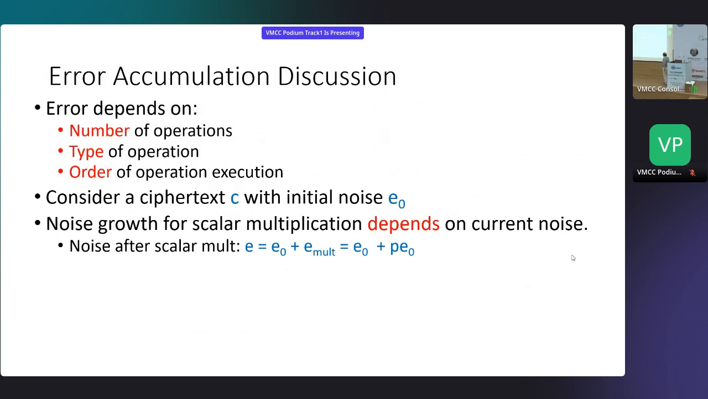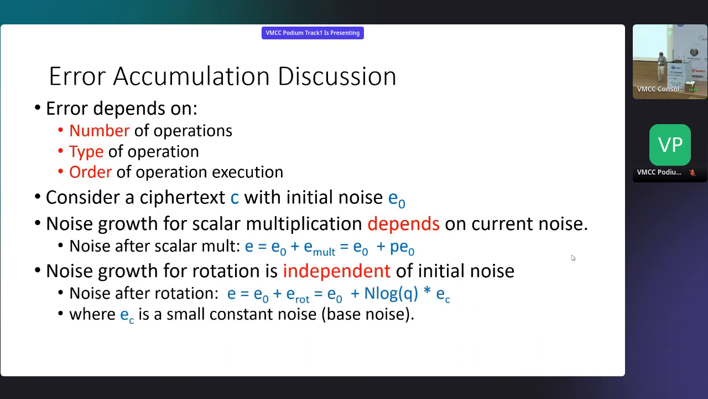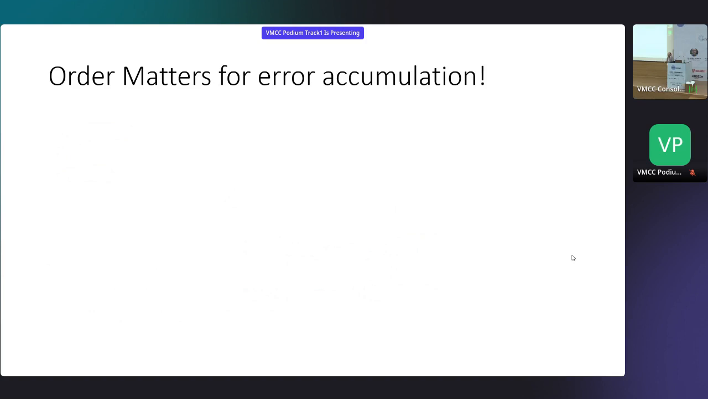Noise growth for scalar multiplication depends on the current noise. So it's a function of the current noise. The noise after scalar multiplication ends up being E0 plus P times E0, some constant times that error. Noise growth for rotation is independent of the initial noise. You always add a certain constant amount of noise. So if I have to do rotation, multiplication and addition, the result is not the same; the order is important.